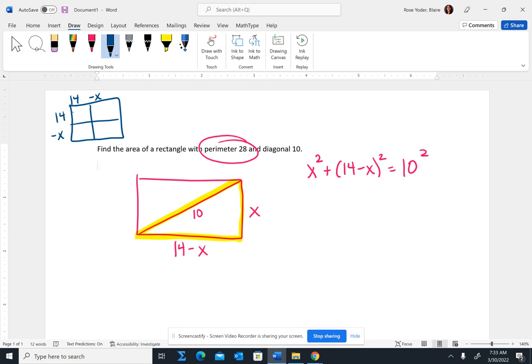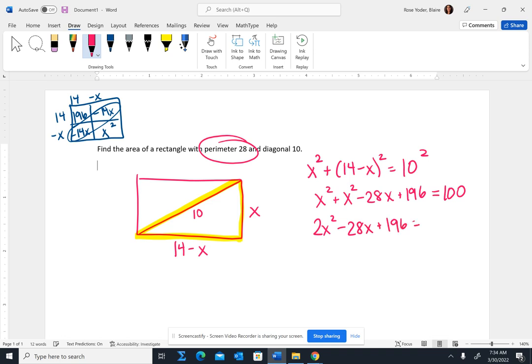So 14 times 14 is 196, minus 14x, minus 14x. I'm going to be able to add those two up because they're like terms. And then a negative x times a negative x is positive x squared. So when I put those together, I like to write the x squared first. I'm going to write x squared minus 28x plus 196. But then there's this other x squared that I have to bring down also. And then 10 squared is 100. So that gives me 2x squared minus 28x plus 196 equals 100.